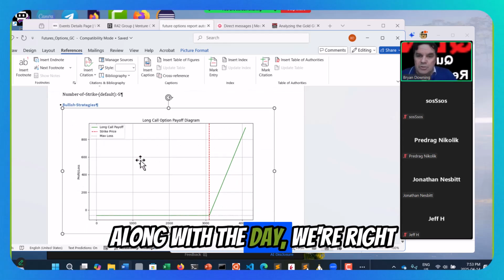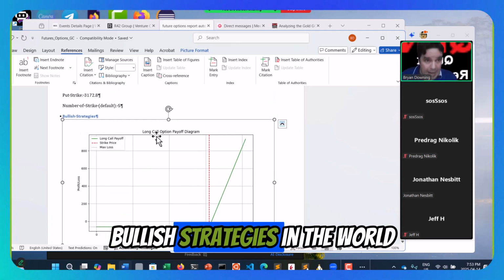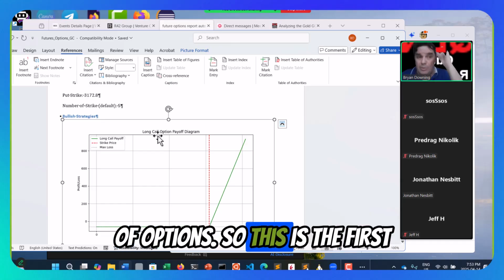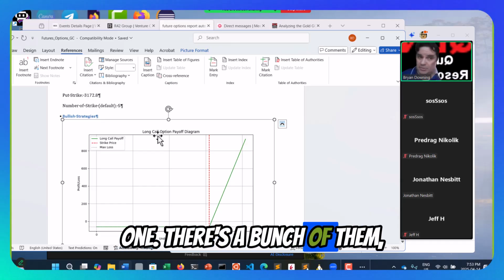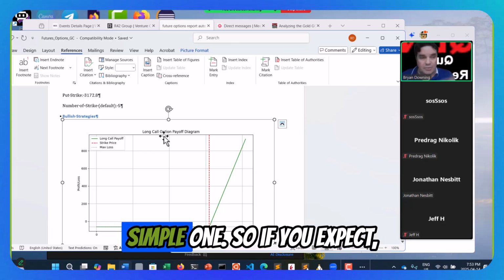So right now we're looking at what they call bullish strategies in the world of options. This is the first one. There's a bunch of them, and it gets very complicated very quickly. So these are the simple ones.